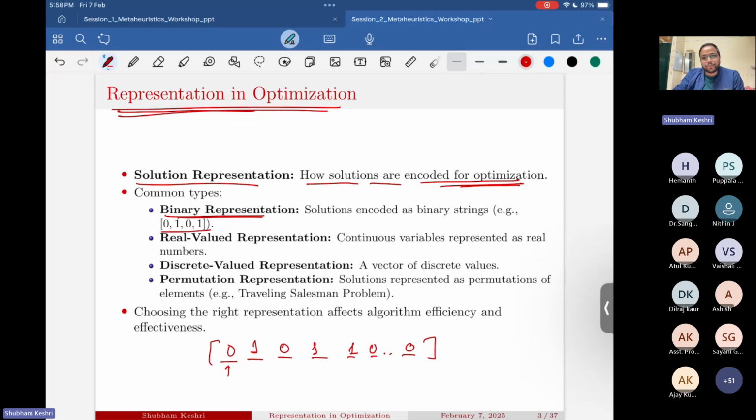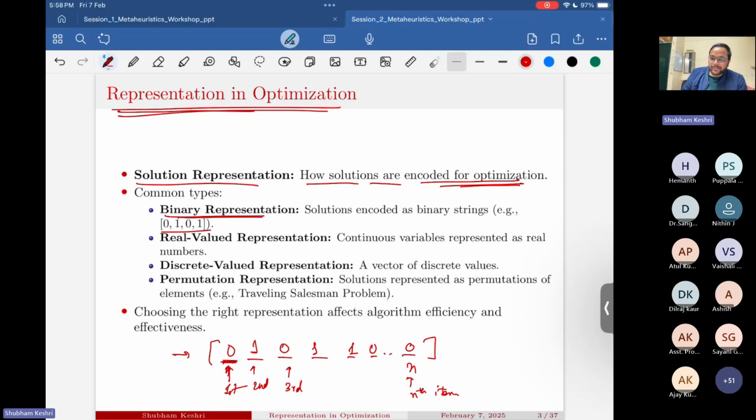Where this can be useful: for a knapsack problem, this representation is useful. You can say that I have n items and the variable at the ith position is the ith item value. So this represents the first item, this represents the second item, this represents the third item, and so on and so forth. This represents the nth item.